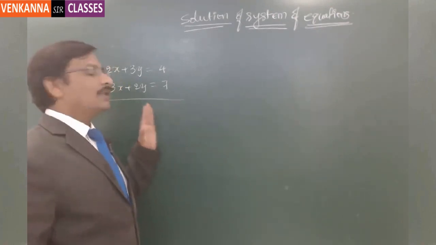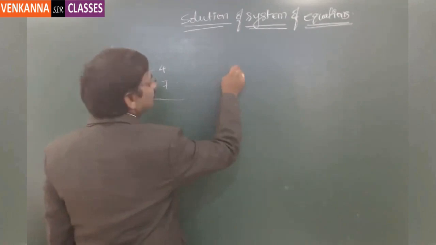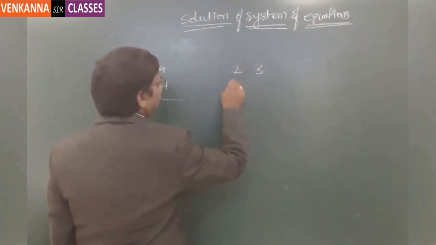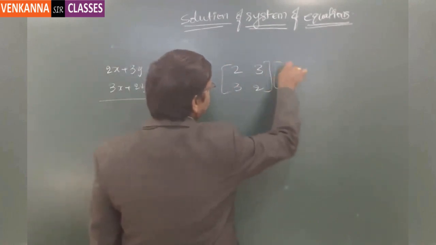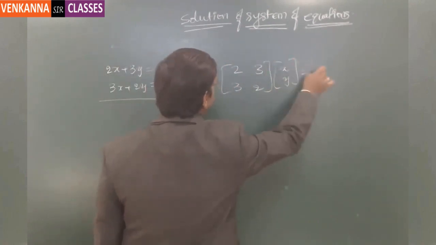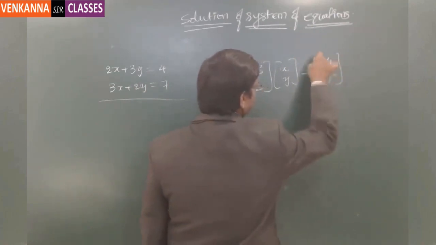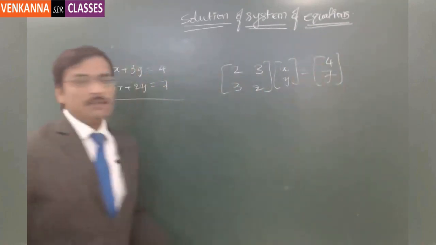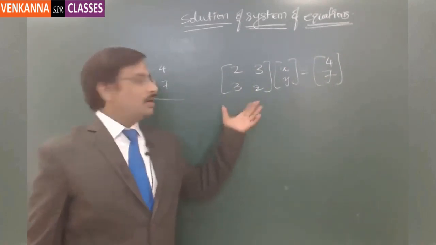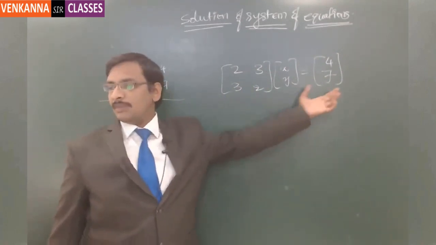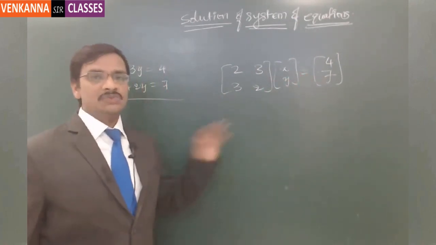Now here, in our matrix method, this can be written as [2, 3; 3, 2], this is x and this is y, and this you can write as [4, 7]. So this is the matrix form. In this format, we will solve by taking the inverse and then multiplying, and you are going to get the values of x and y. So this is one method.